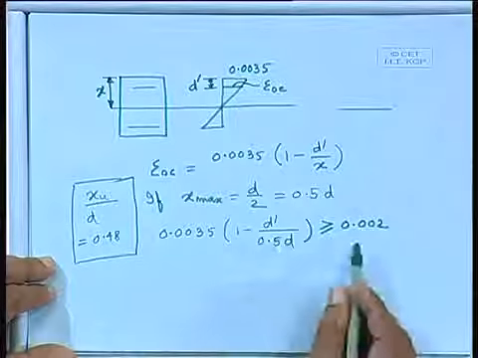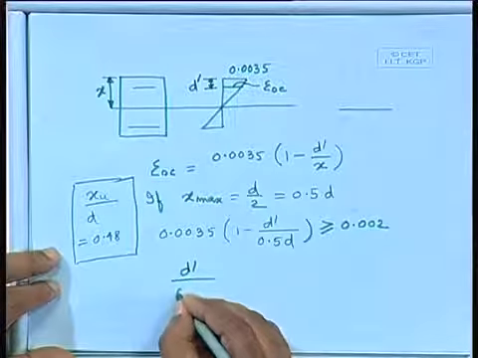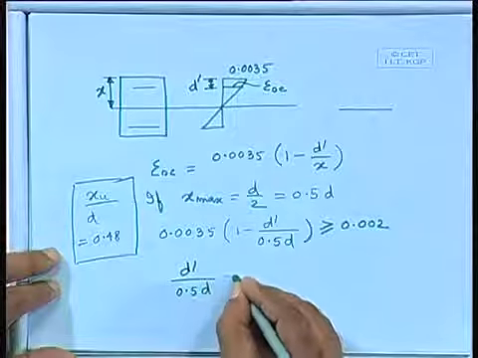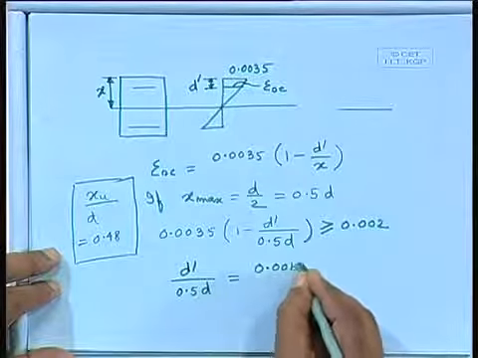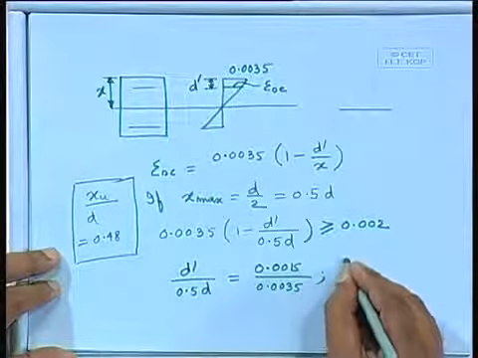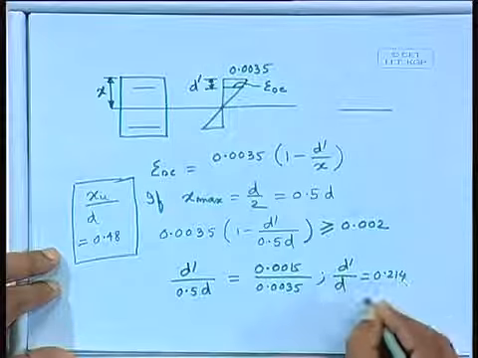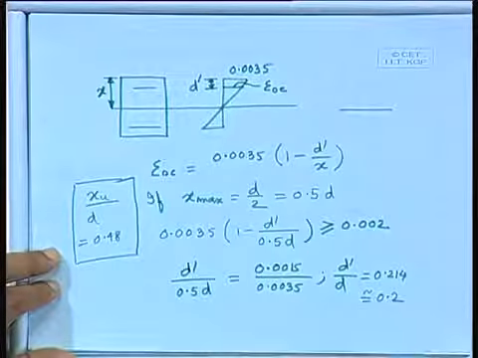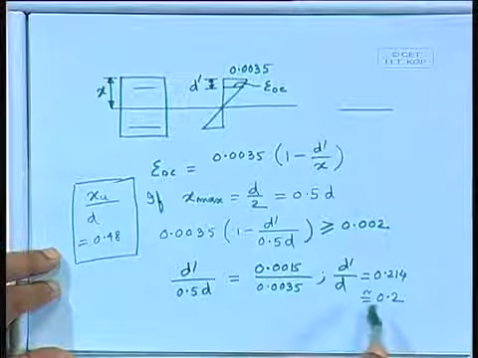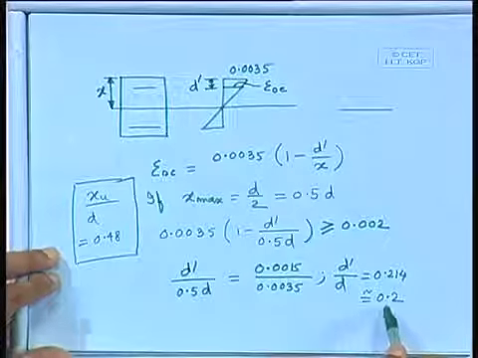So we can write this expression as d dash by 0.5 d equal to 0.0015 by 0.0035. Therefore, d dash by d equals 0.214, approximately 0.2. We can say d dash by d, if it is 0.2 or less than that, we shall get the stress in concrete 0.45 fck.